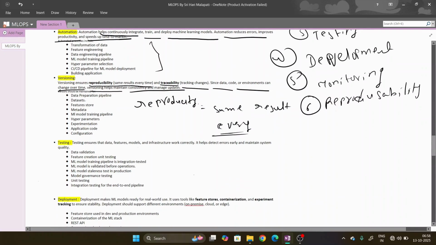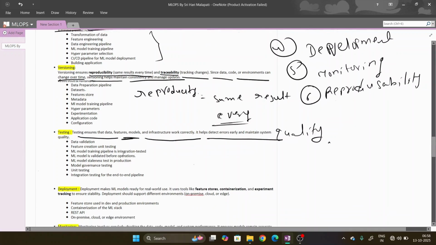Testing. This testing ensures the data, features, model, and infrastructure work correctly. It helps detect errors early and maintain the system's quality. Here, data validation, feature creation, unit testing, these we will discuss in later videos. Don't get confused.